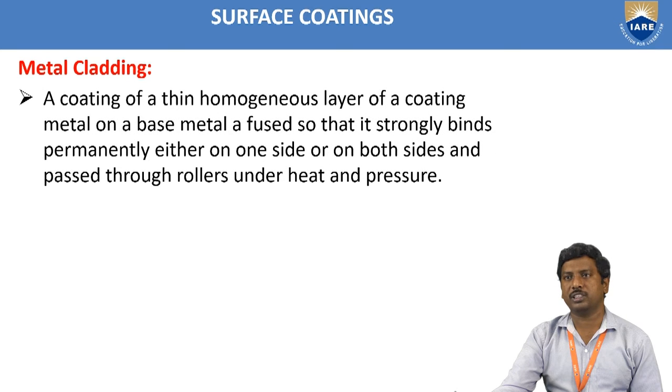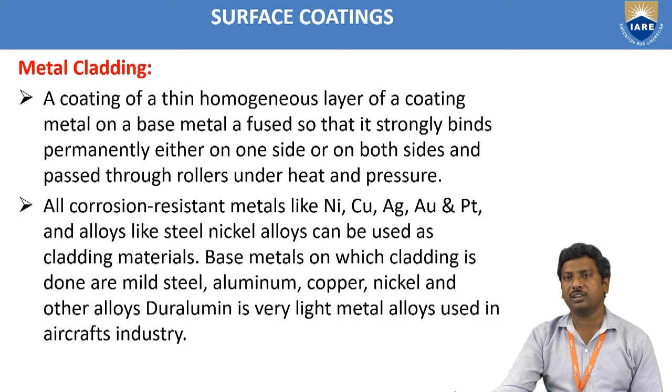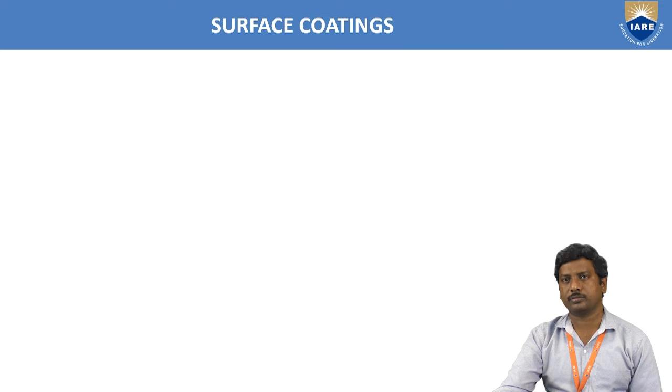A thin homogeneous layer of the coating metal on the base metal is fused so that it strongly binds permanently, on either one side or both sides, and is passed through rollers under heat and pressure. That means all corrosion resistant metals like nickel, copper, silver, iron and platinum, and alloys like steel and nickel alloys can be used as cladding materials. So base metals on which cladding is done are mild steel, aluminum, copper, nickel and other alloys. Duralumin is a very light metal alloy used in the aircraft industry. That means duralumin is used mostly in the aircraft industry.